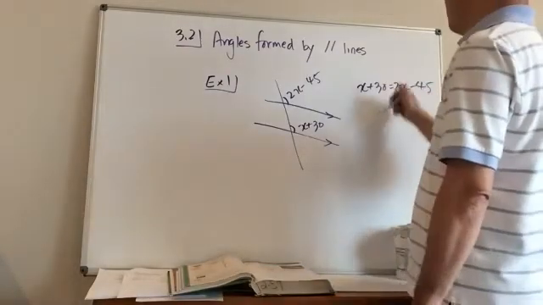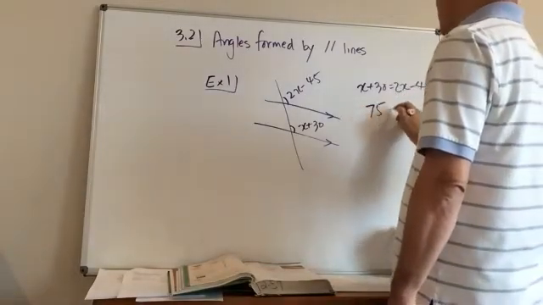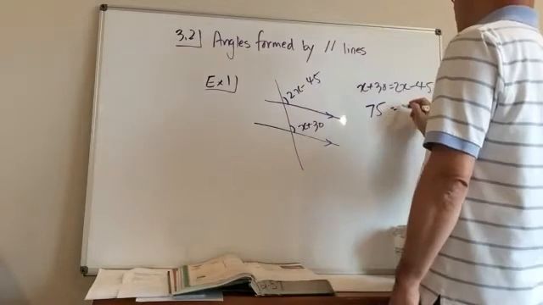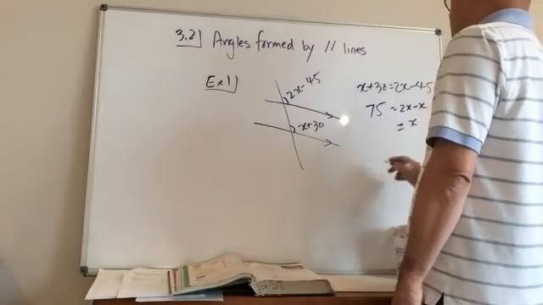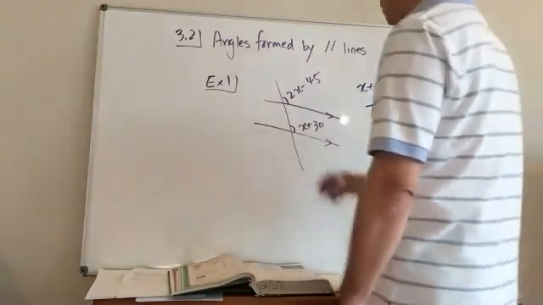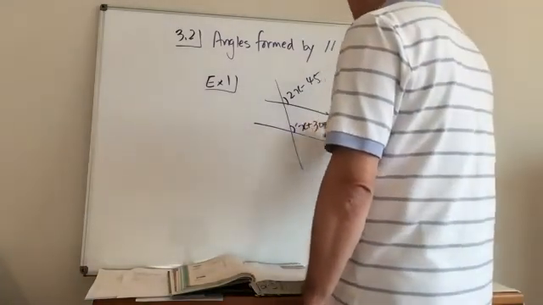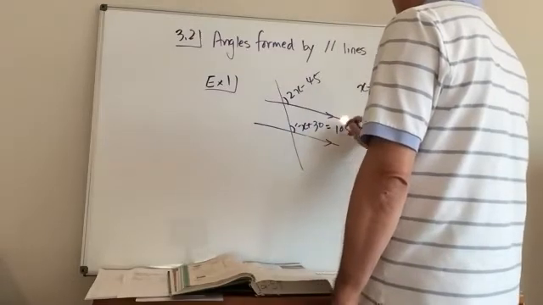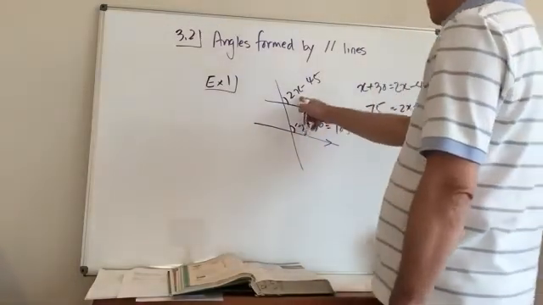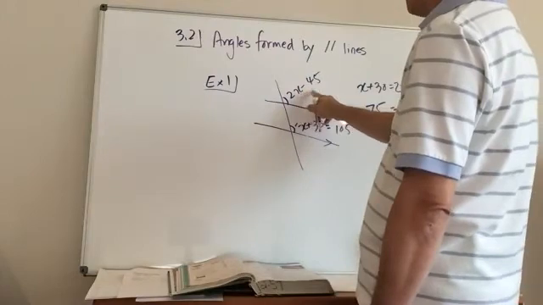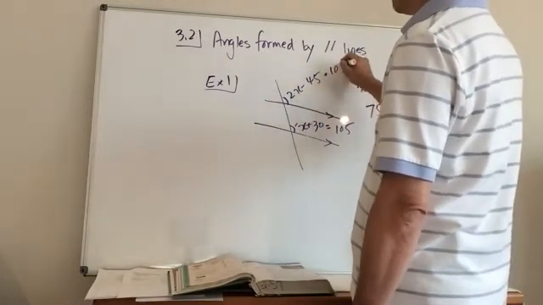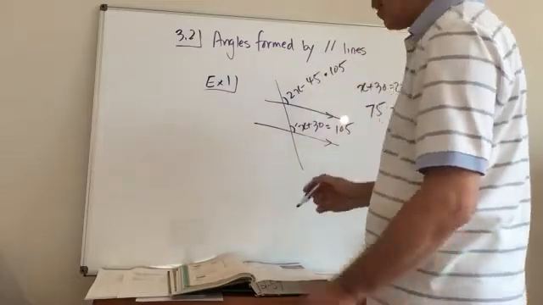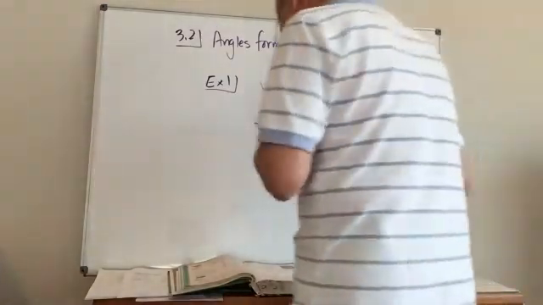I move the 45 over, I get 75. Move the x over, I get 2x minus x. It's going to be x. So x is going to be equal to 75, which means that this guy here is going to be 105. Let's verify this is correct too, because 2 times 75 is 150. 150 minus 45 is 105. So yes, indeed, they are the same. Okay.